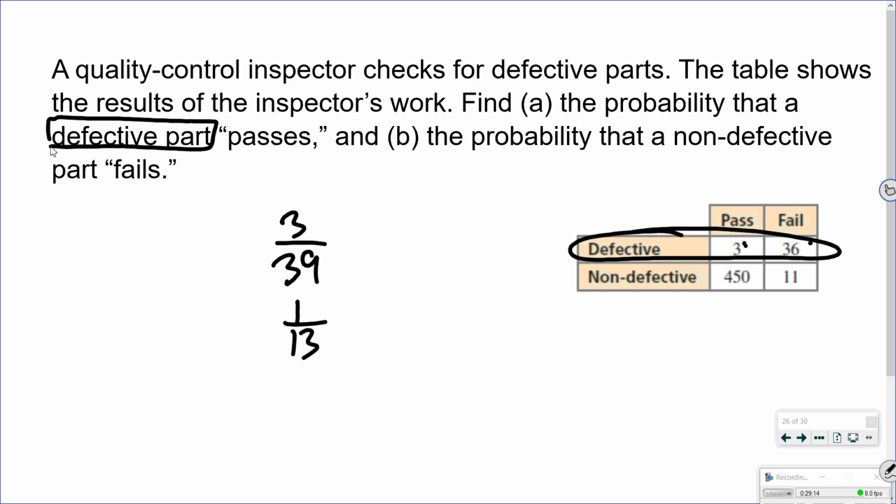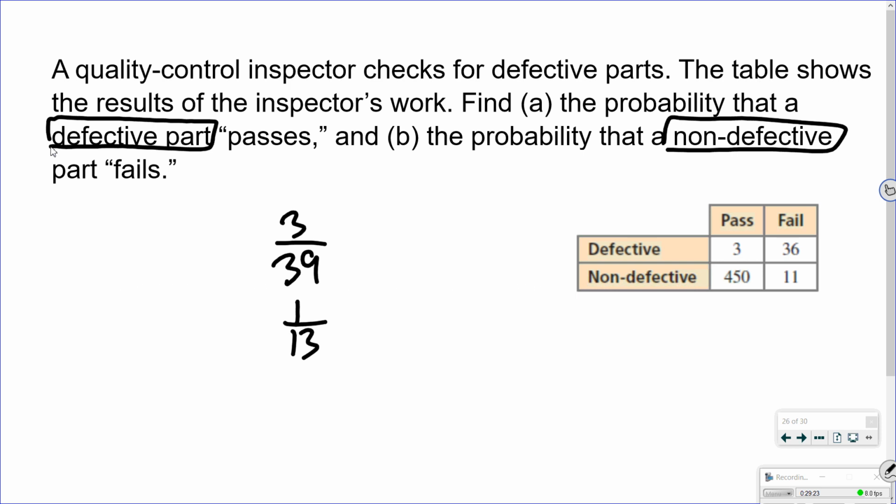Okay, so let's look at B. It says, find the probability that a non-defective part fails. So we already know that it's non-defective. That means we're not looking at all of them. We're only looking at those guys right there, the non-defective ones. And we want to find the probability that it fails. Well, how many of those failed? 11. Out of, what was the total? How many total parts were non-defective? If we add those together, 461. Okay, so that would be our answer. Again, we could grab a calculator and plug that in there and find a decimal.